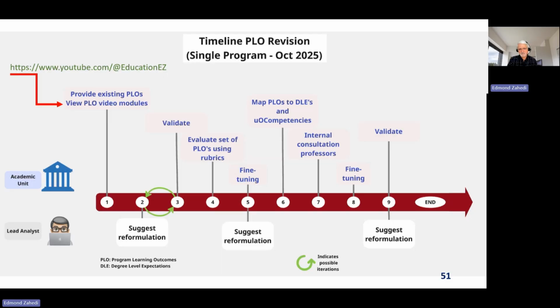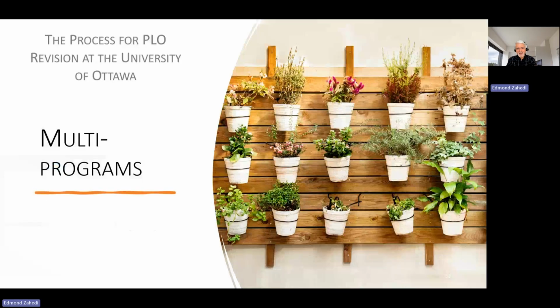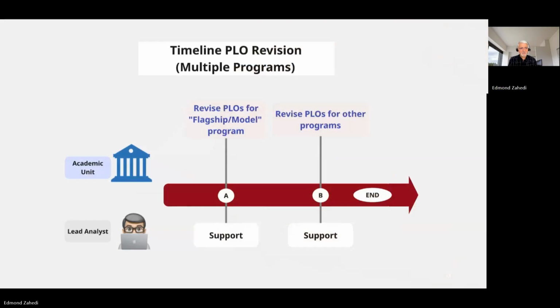Okay, now I told you that this is for the single program. If you have one program, what happens if you have a bunch of programs? And I have seen in the communication regarding the strength and weakness analysis that many of the academic units have multiple programs. Well, we simplify the process and we segment it into 2 segments. Part A, I will be providing support for you to revise the PLOs for your flagship or your model program.